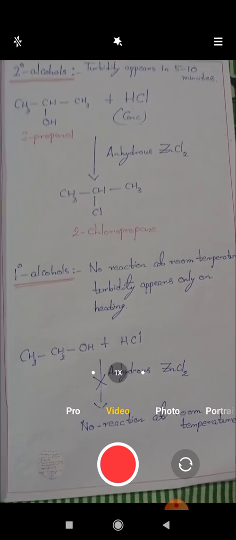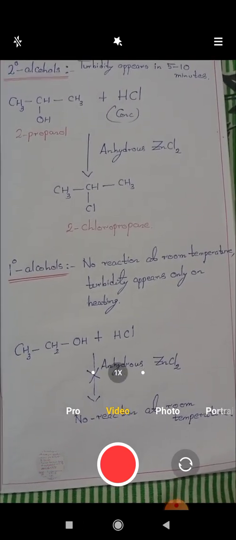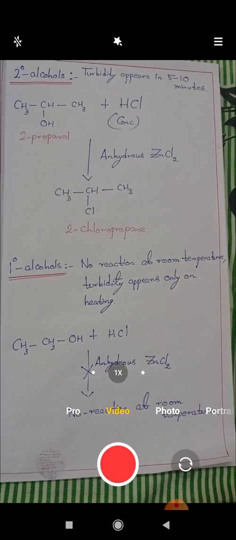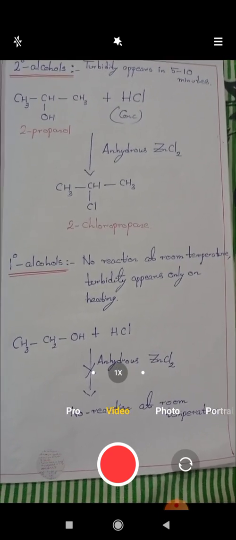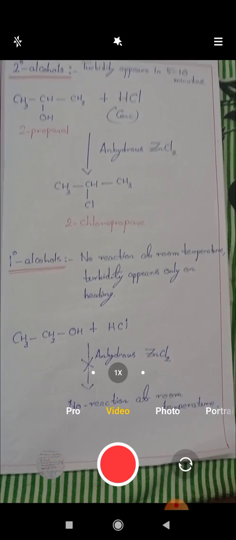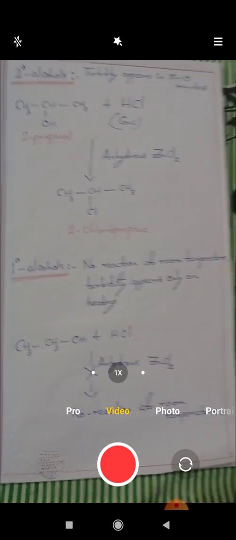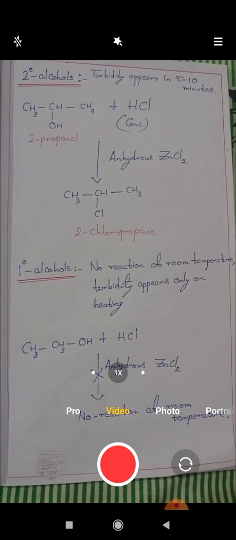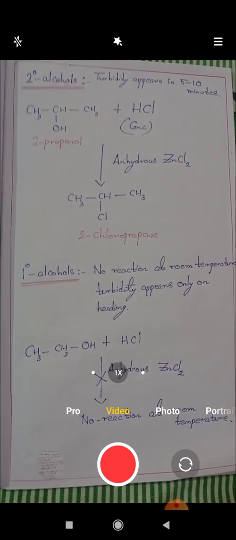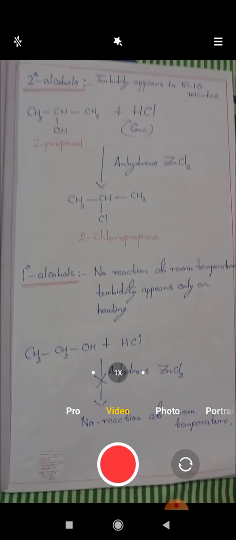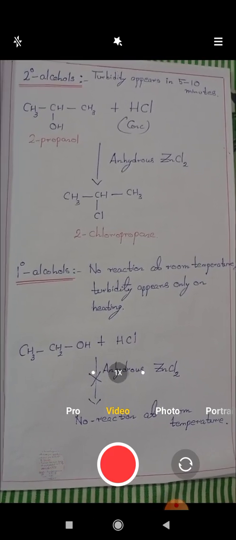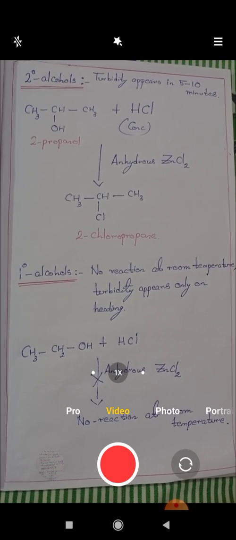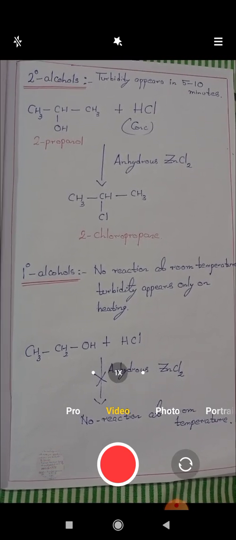Yes. Now moving to the last reaction of this post, primary alcohol, 1-degree. No reaction at room temperature. However, turbidity appears only on heating. Again I repeat, no reaction at room temperature. The alcohol taken here is ethanol, CH3CH2OH. In the presence of HCl and Lucas reagent, anhydrous zinc chloride, it gives no reaction at room temperature.